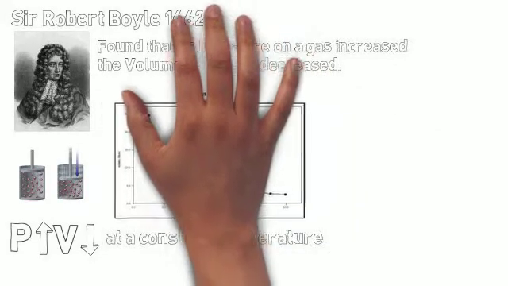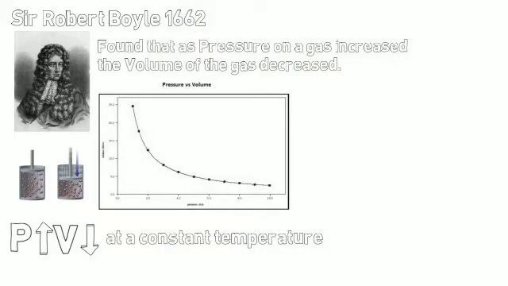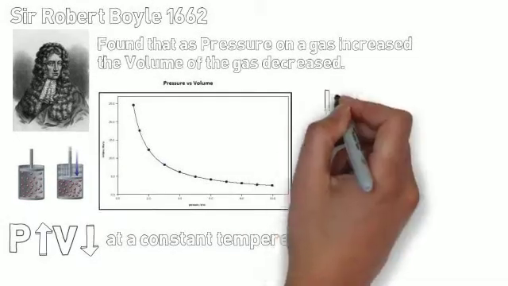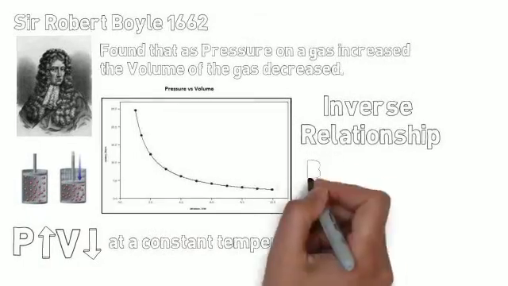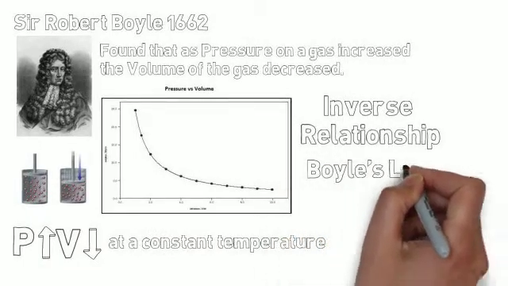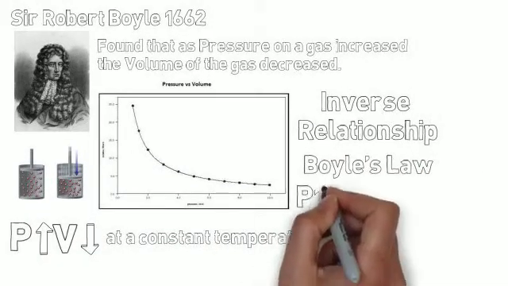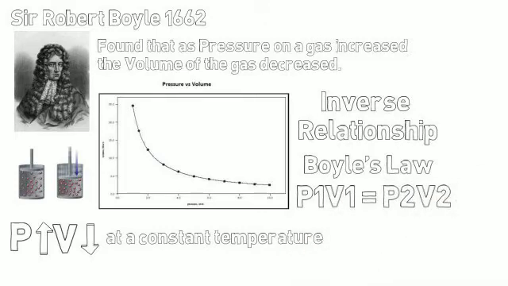And you can see here from this graph that as you increase the pressure, the volume of the gas goes down. This is an inverse relationship where one goes up and one goes down, and this inverse relationship is known as Boyle's law. And the equation for Boyle's law is P1 times V1 equals P2 times V2.